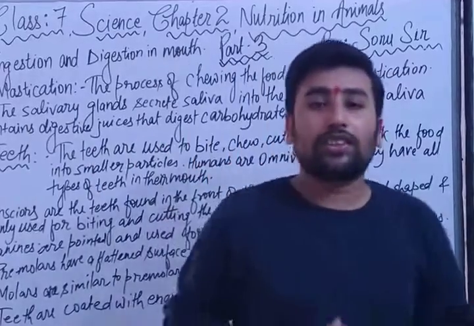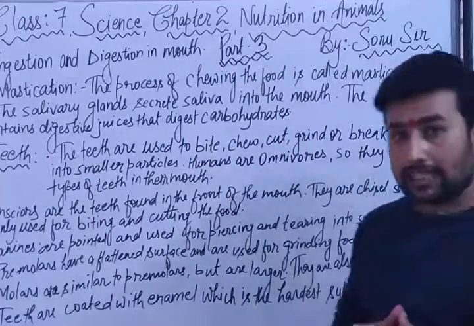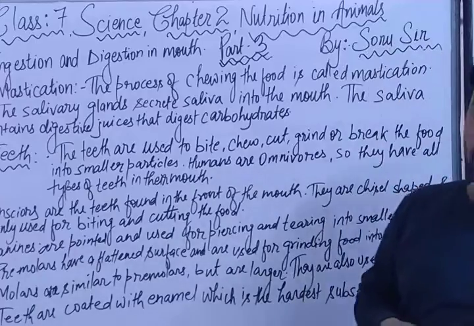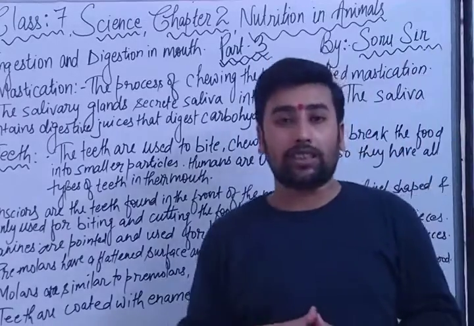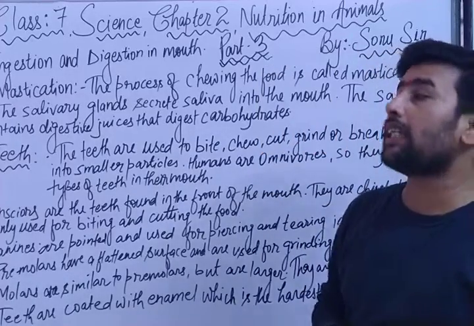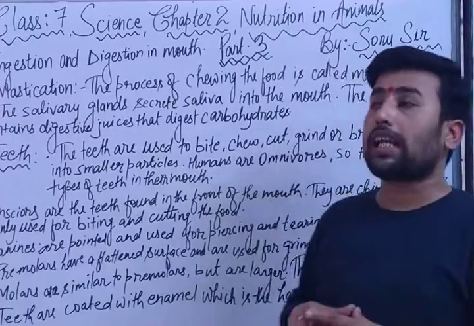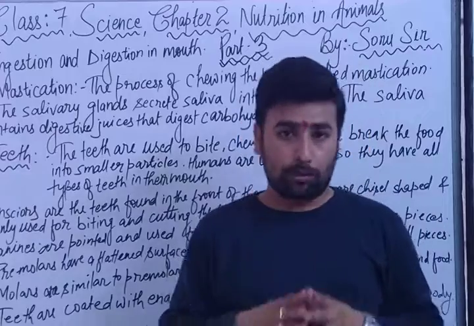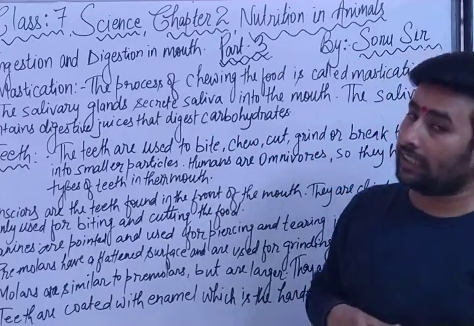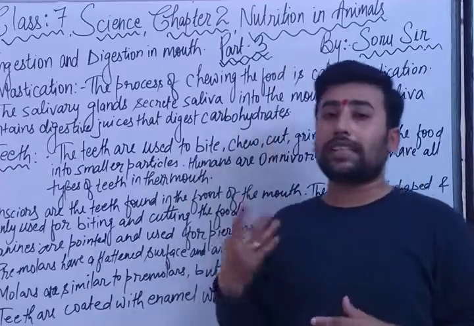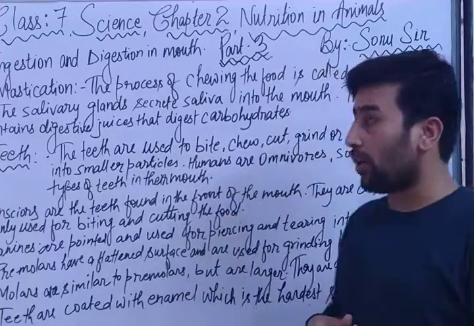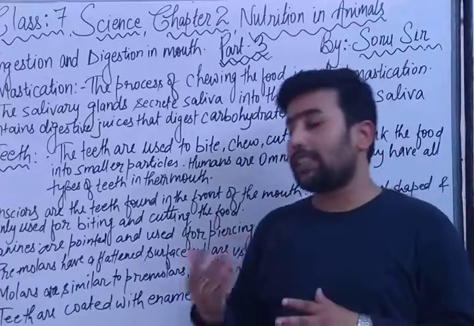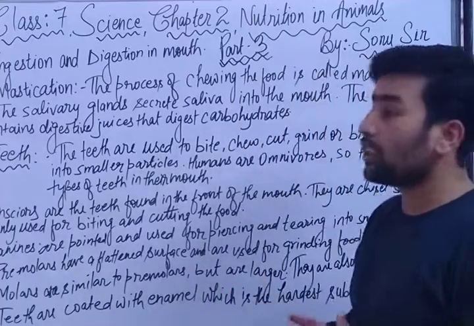Hello students, today we are going to discuss class 7 science chapter 2, nutrition in animals, part 3. In the first part I described nutrition in animals, the 5 processes: ingestion, digestion, absorption, assimilation and egestion. In the second part I described the alimentary canal and the different organs, and in this part I will start with the mouth, as the process begins with the mouth.